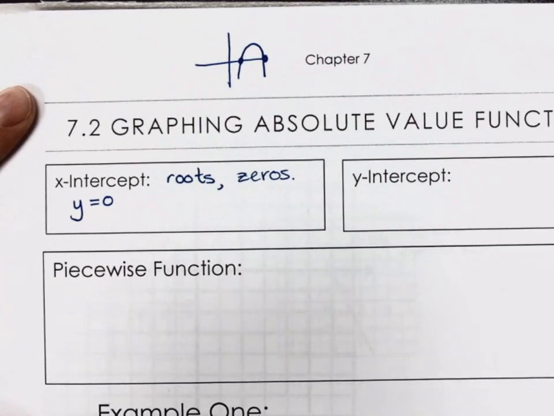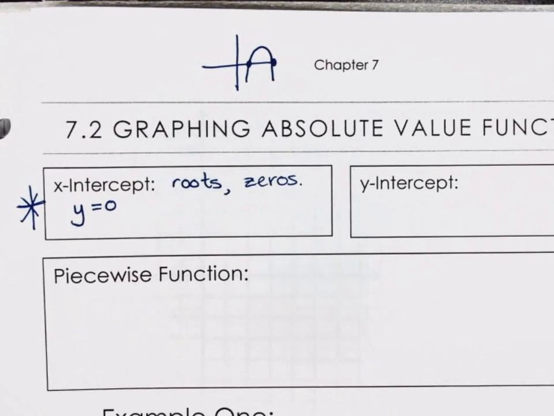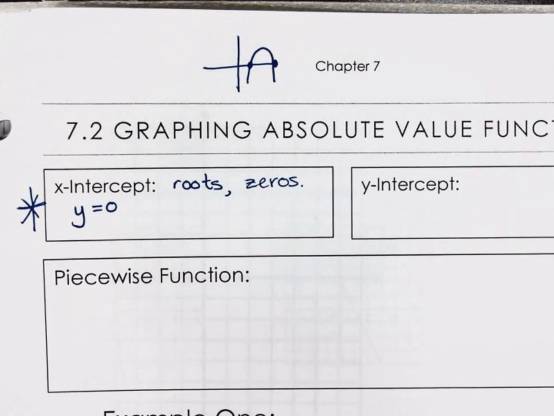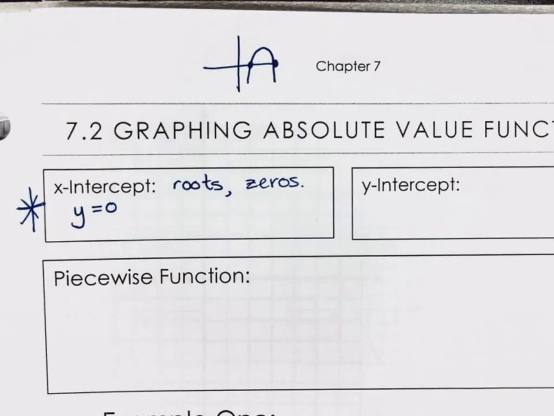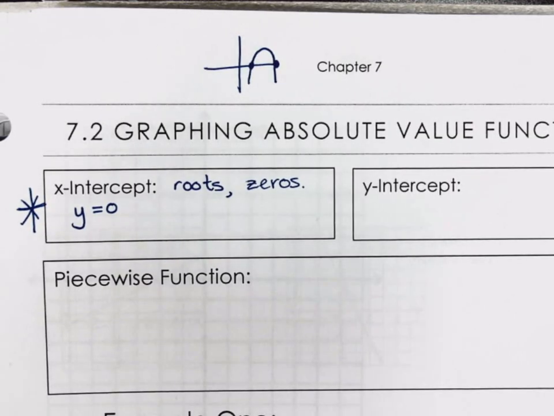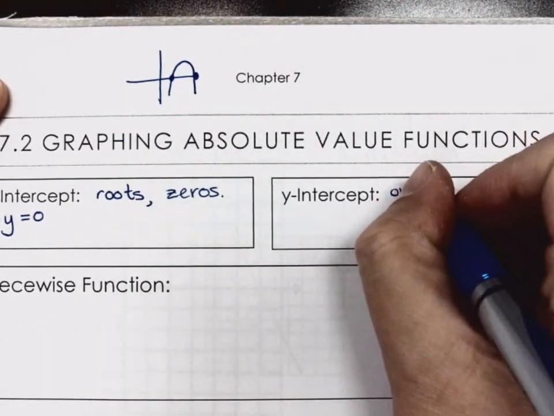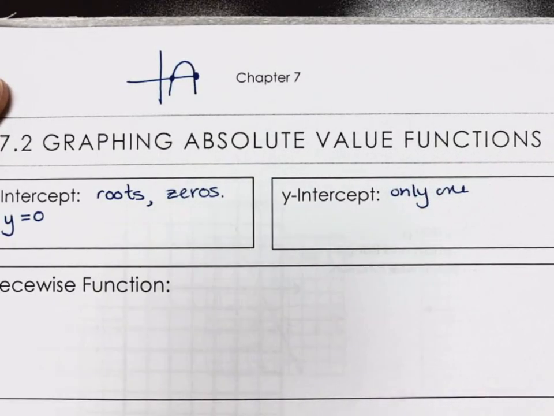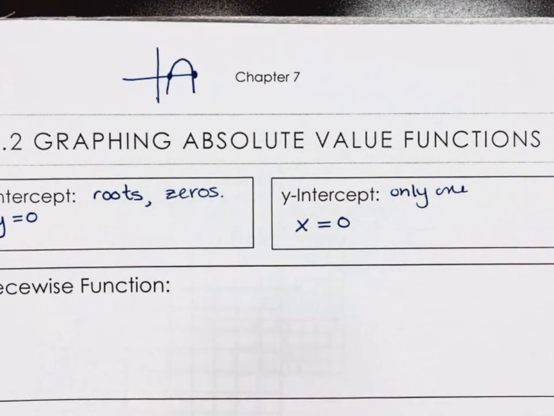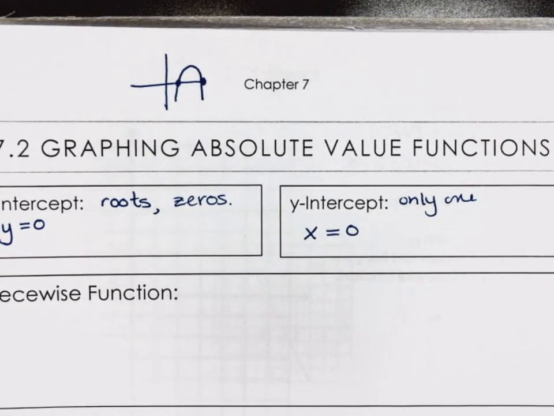This shouldn't be new, but this, ladies and gentlemen, is the most important. These are the most important points on an absolute value function. You have to solve for your x-intercepts, either by algebra or factoring. We know when to do what. Next is our y-intercept. We only have one of those, and x is equal to 0, right? Everybody good with that? Nobody's crying. This is a good thing.